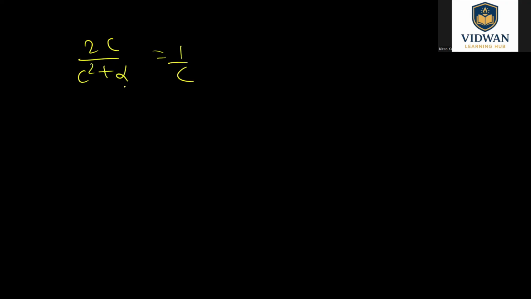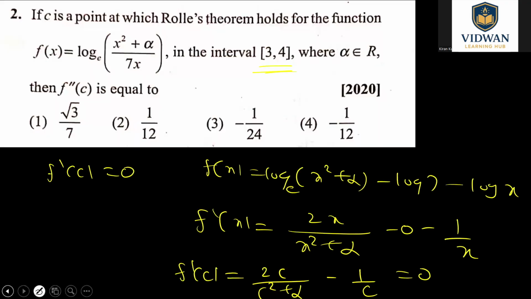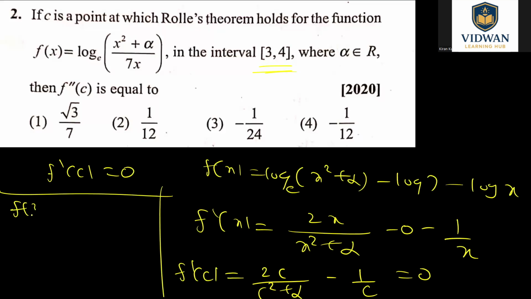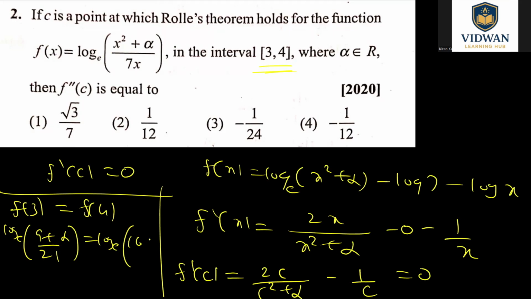But to find c, you should know alpha. How do you find alpha? Whenever Rolle's theorem is satisfied in the interval, f of 3 and f of 4 must be equal. So you can take f of 3 equal to f of 4 because Rolle's theorem is satisfied. And what does f of 3 mean? Put x equal to 3 in that. It will become logarithm to the base c, 9 plus alpha by 21. And f of 4 means logarithm to the base c, x as 4, you'll get 16 plus alpha by 7 into 4, 28.